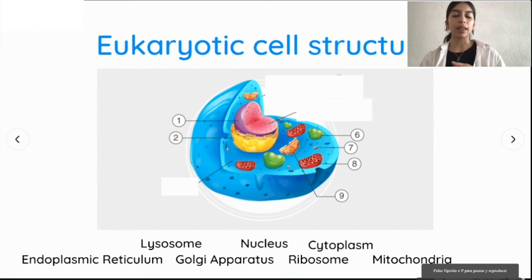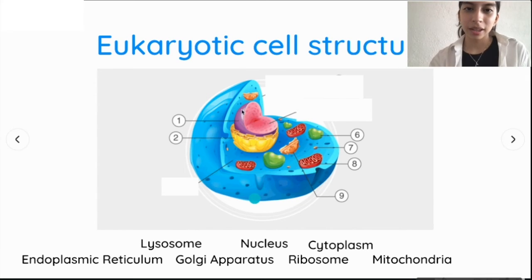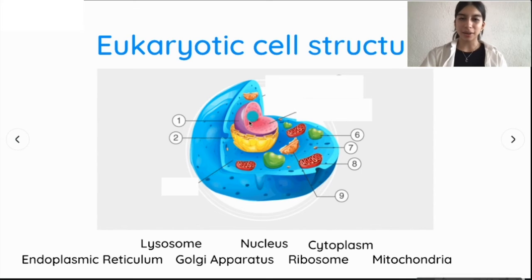Okay, guys, so let's try to label each of the organelles in this diagram. So, first of all, this pinkish and purple structure in the center, can you guess it? It is the nucleus. Okay, if you guessed it right, congratulations. Then, this yellow thing surrounding the nucleus, what do you think it is? Well, it is the endoplasmic reticulum.